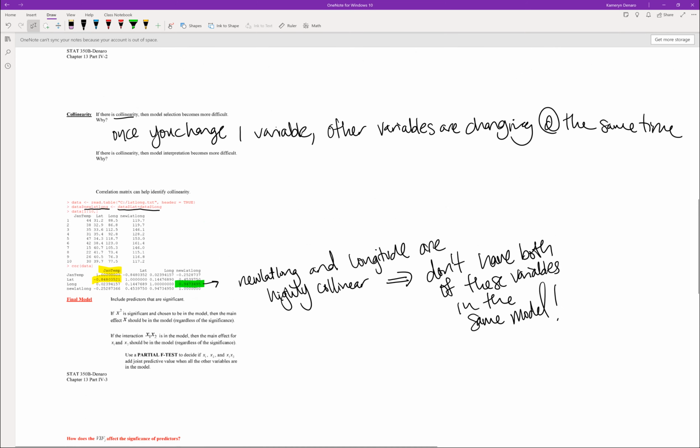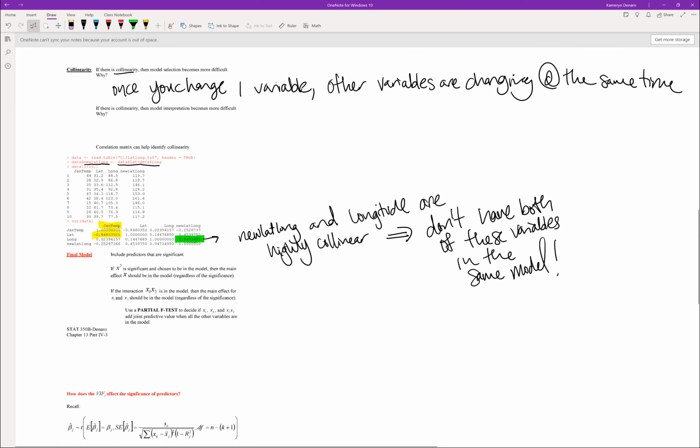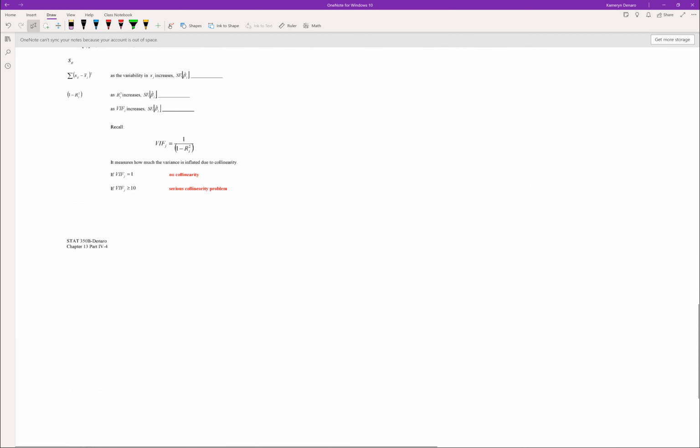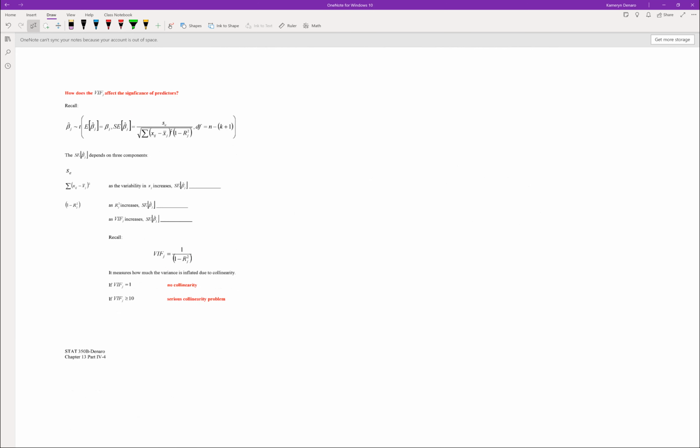So these are just some tips of what you should do for your model building: checking collinearity, fitting a final model, an example of issues with collinearity through a correlation matrix. Now we're going to talk about our variance inflation factor. Remember from a previous video that if your VIF for j is greater than 10, this will give you issues with your variance being inflated.